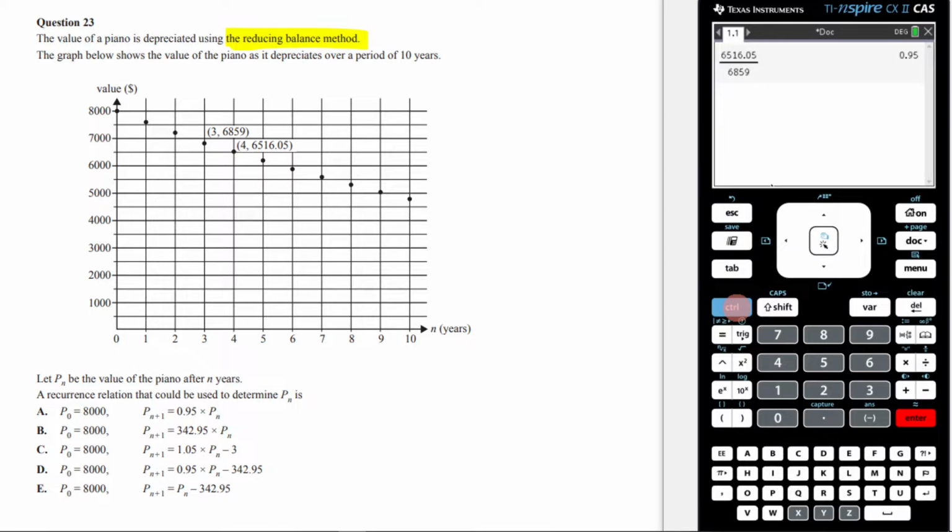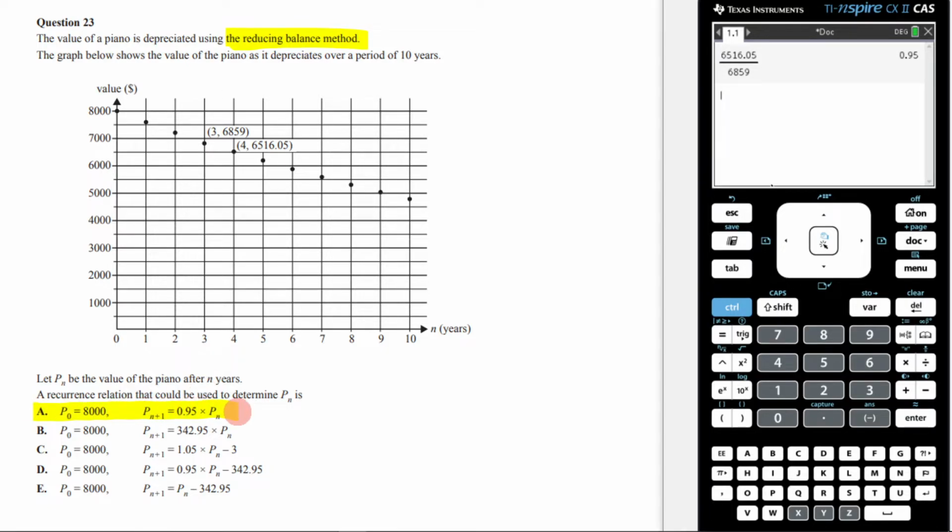That means it's decreased by 5%. Okay, it's decreased by 5%. So in other words, my piano is depreciating 5% each year. It was initially $8,000 and each year it's reducing by 5%. So that means that A is going to be my answer right there.